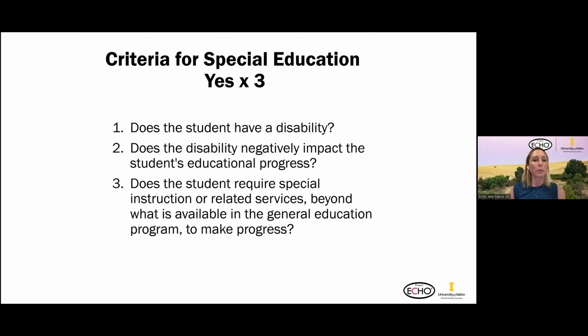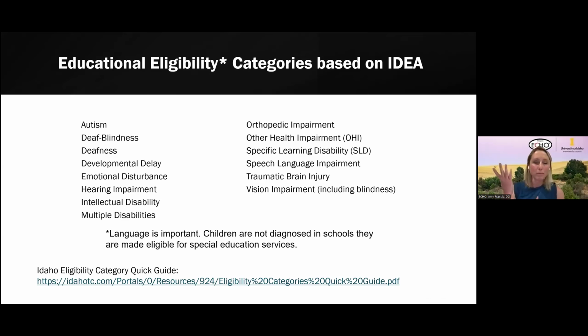A school will ask 3 questions to determine if a child is eligible for special education. One, does the student have a disability? Two, does the disability negatively impact the student's educational progress? And three, does the student require special instruction or related services beyond what is available in the general education program to make progress? So just because a child has a disability, and as a provider, we're writing that disability in a report and giving it to the school, does not automatically mean that they qualify for special education. These 3 questions have to be answered yes. Next slide.